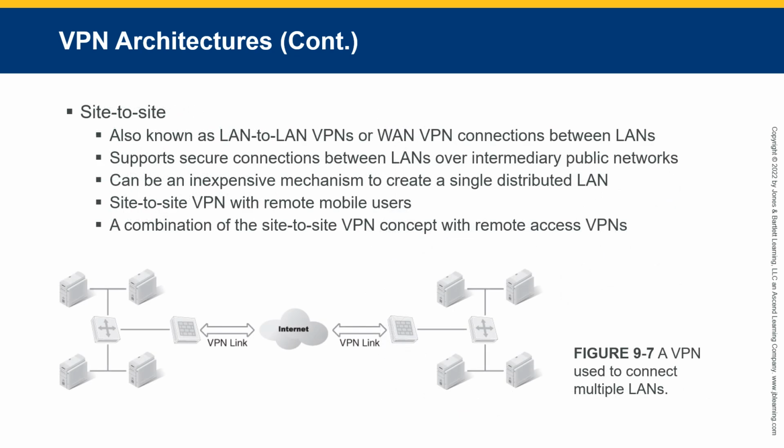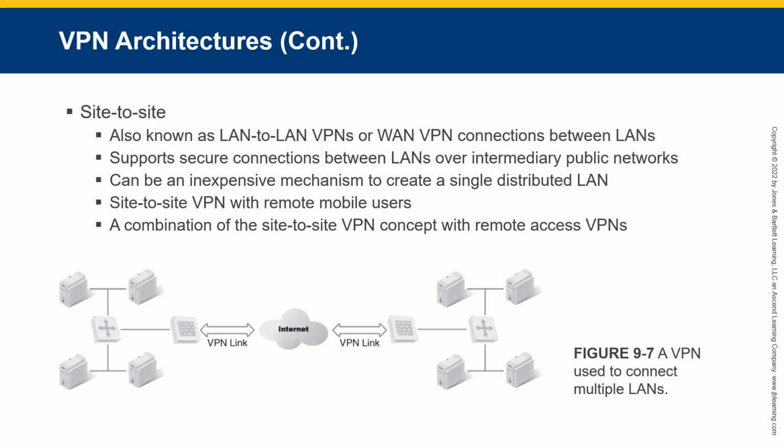Next, we have the site to site. So we have two different sites here at the bottom. If you look at those pictures there, they are connected through the internet through a VPN link, and these are known as LAN to LAN VPNs or WAN VPNs. And they're basically connections between the LANs. The users on each of these devices have no clue that there's a VPN that connects the two sites together. It's an expensive mechanism to create a single distributed LAN.